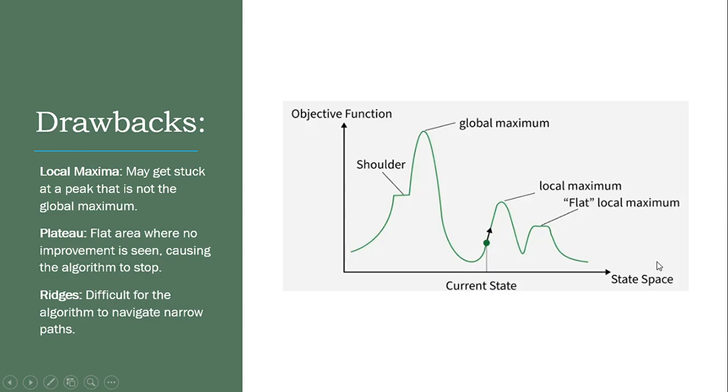So that's the hill climbing algorithm. We always have to move from the starting point to the goal point, and in between there can be three things present: local maxima, plateau, or ridges, because of which we cannot climb to the top of the hill.